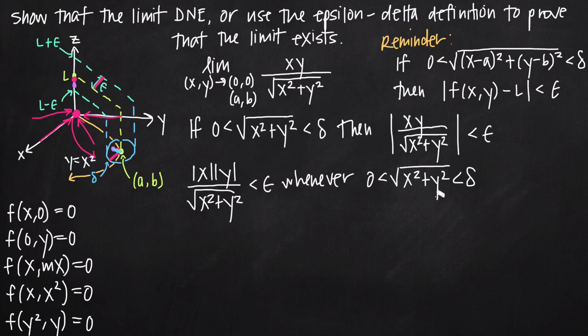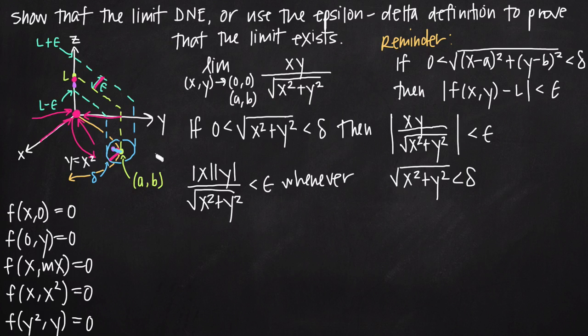The cool thing here is that we know, just like we already talked about, that this square root of x squared plus y squared is always going to be a positive value. There's no x, y value combination that would make this negative, so we don't even have to include this greater than 0 value here. We can just take that out like this and say that this is going to be less than epsilon whenever this is less than delta.